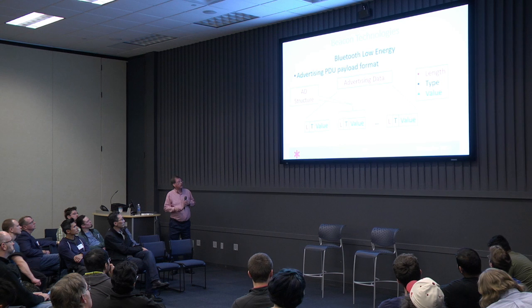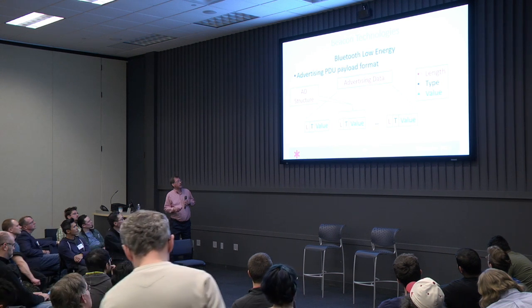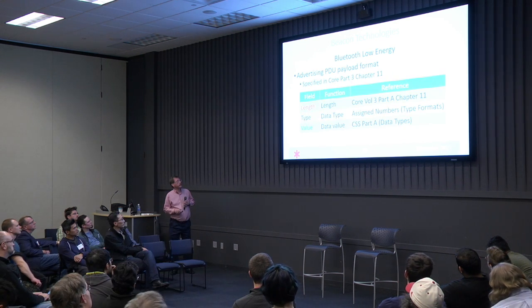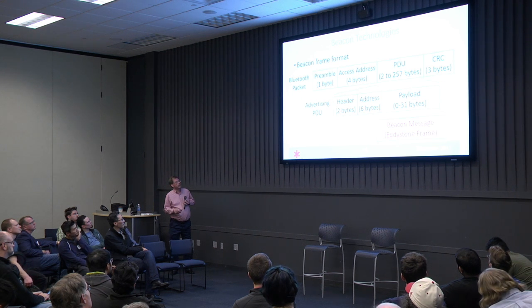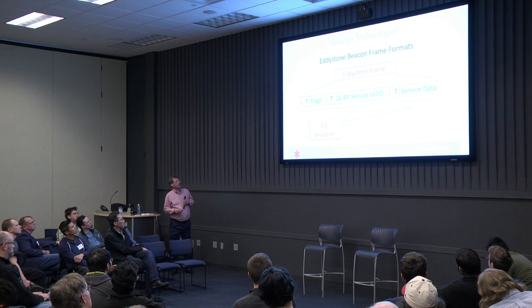all this advertising data is structured as type length value tuples. They're documented in a bunch of places. So now we're down to 31 bytes, which is what you see for Eddystone. It's also a type length value.